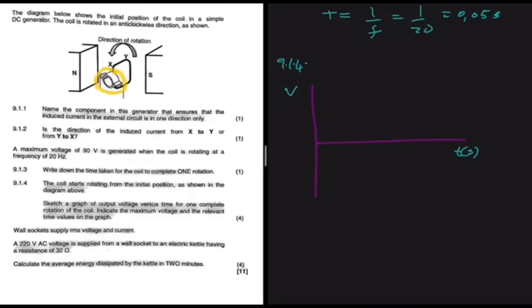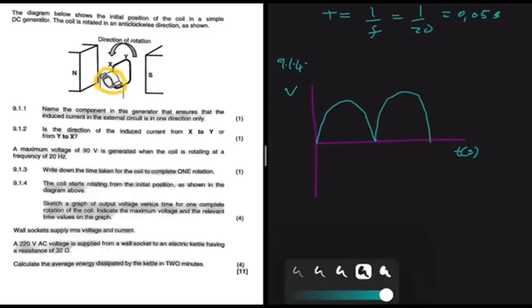This is DC, right? So we shouldn't see anything like this, because it's DC. It should look like this. We change direction, we go up again, and we have one complete cycle. So this time here should be 0.05, because in 9.1.3 we found that it takes 0.05 seconds to complete one rotation.